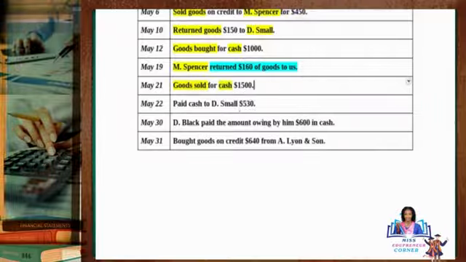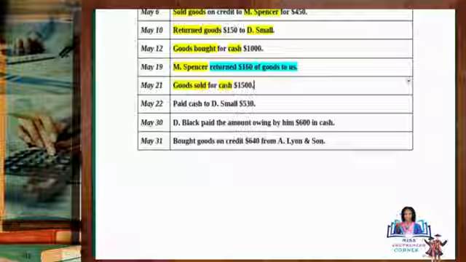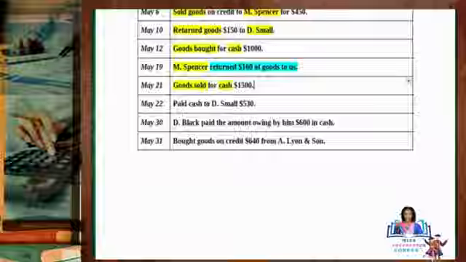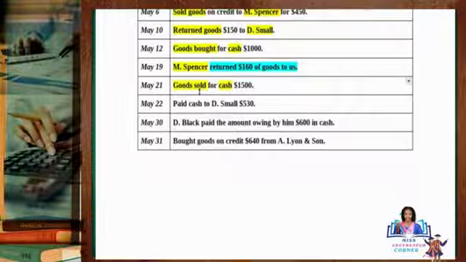So the sales account is always credited to show that goods is coming out of the business. And then the cash account would be debited to show that money is being received as a result of the sale that was made. So we're going to credit the sales account and debit the cash account.